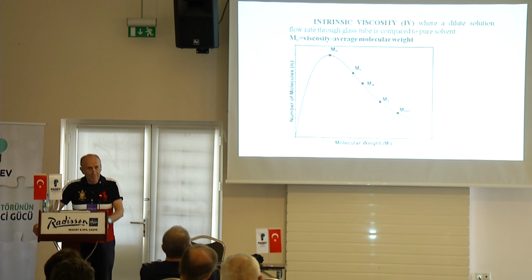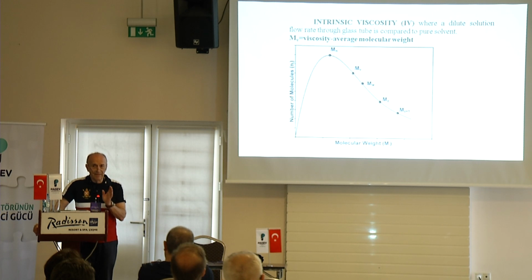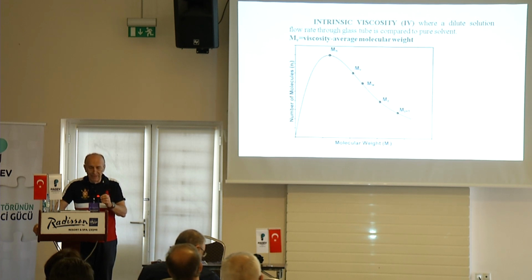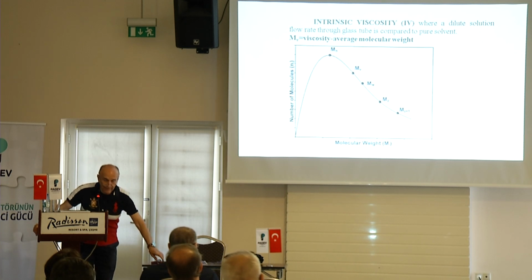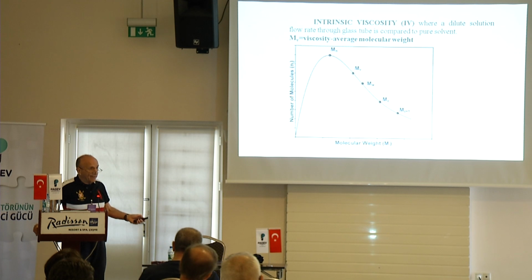All right? Now, I will briefly mention the different averages. Mn is the number average of the molecular weight. Mw is the weight average of the molecular weight. Okay? So what we have here is the number of molecules, and this is the molecular weight. And the number average, Mn, has the smallest value over here.